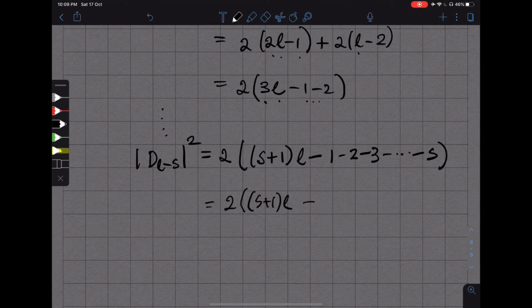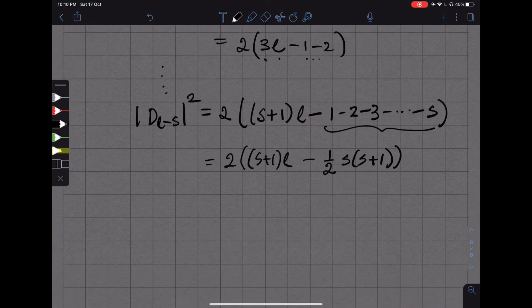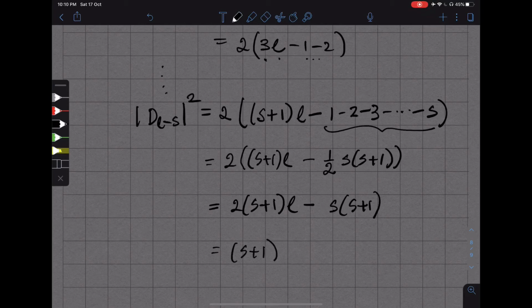So then we can write this as 2 times (S plus 1) times L, and here this is an arithmetic series, and we can sum that up and we find half times S times (S plus 1). This can be very easily simplified. We take the bracket off, then we have 2(S plus 1) times L minus S times (S plus 1), and then we can factor out (S plus 1), and then we have (2L minus S). So this is the general value of D.